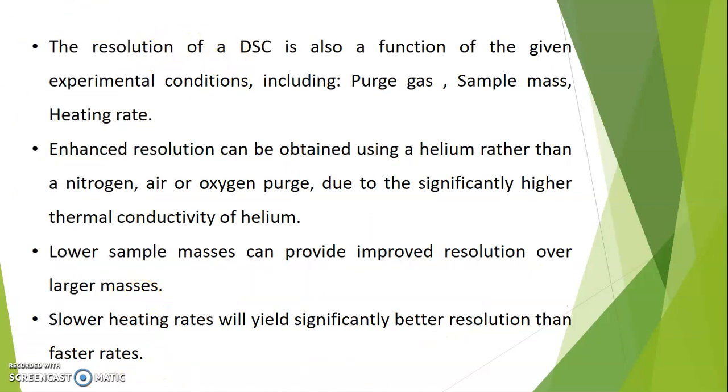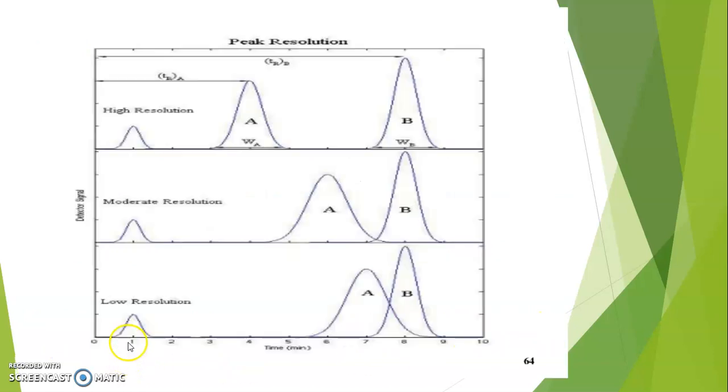The resolution of a DSC is also a function of the given experimental conditions, which include purge gas system, sample mass, and heating rate. Enhanced resolution can be obtained using helium rather than nitrogen, air, or oxygen due to the significantly higher thermal conductivity of helium. Lower sample masses can provide improved resolution over larger masses. Slower heating rates will yield significantly better resolution than faster rates.